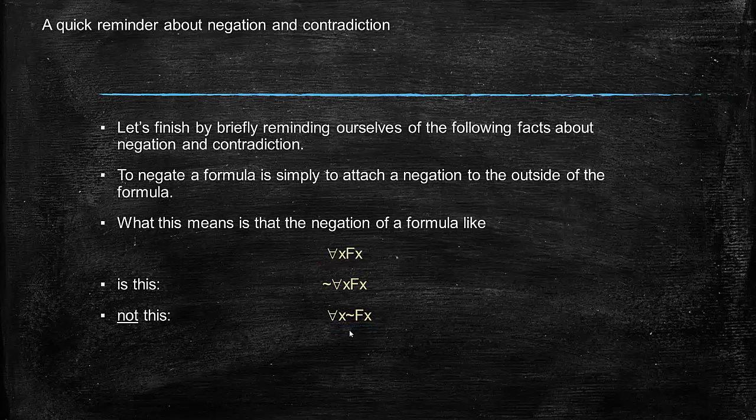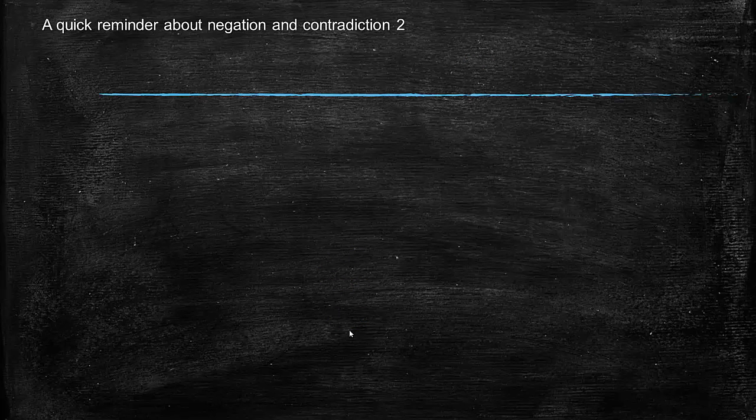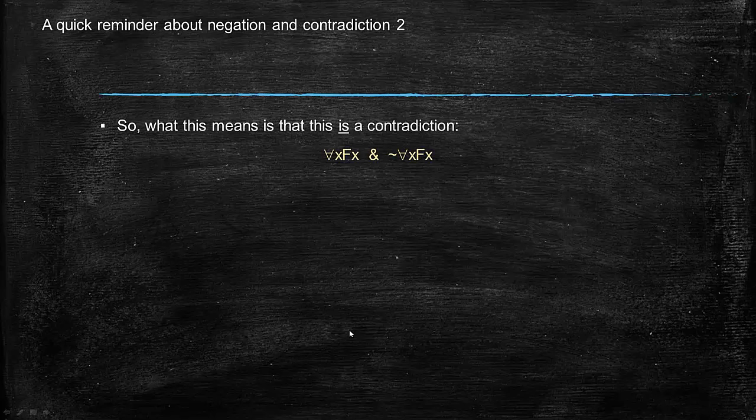Now, why am I reminding you of something so seemingly obvious? Well, let's think about it in terms of contradiction. This is a contradiction. How do you know that? Because you've got a formula, A, and its negation. There's just a negation on the outside of that formula. This, however, is not a contradiction. Why? Because we don't have a formula and the negation of that formula.